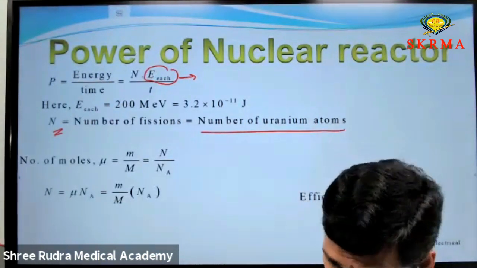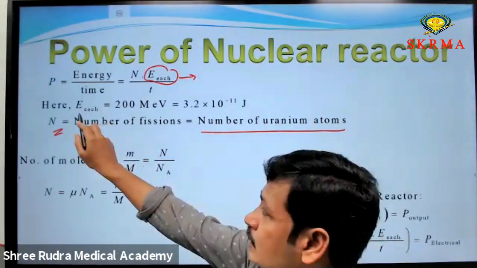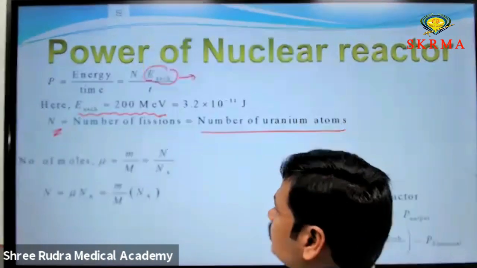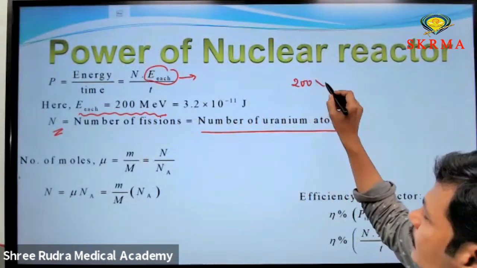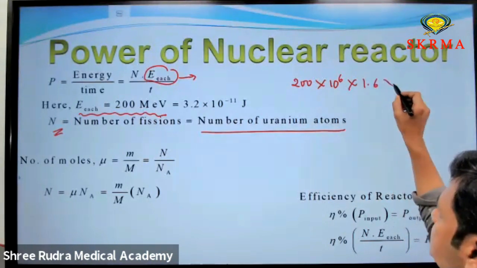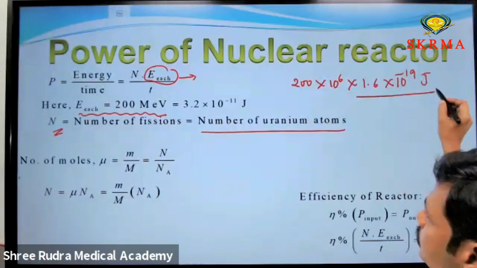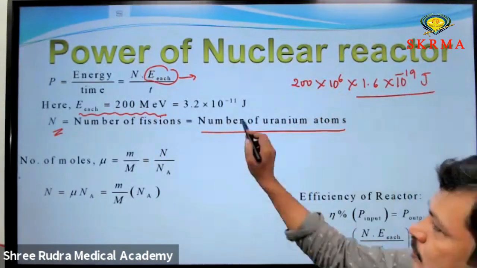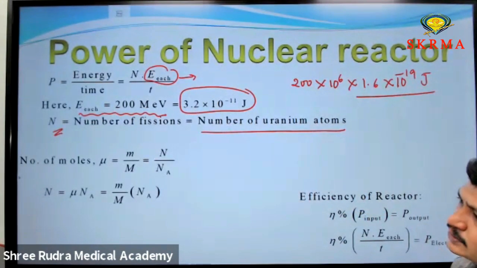We can calculate the energy liberated in each process. Why? Because I already told you that in each process 200 MeV is released. If you convert it into joules, 200 mega is 10 power 6 electron volt, and 1 electron volt is 1.6 into 10 power minus 19 joules. If you multiply these numbers, you get 3.2 into 10 power minus 11 joules. That is E_ach.